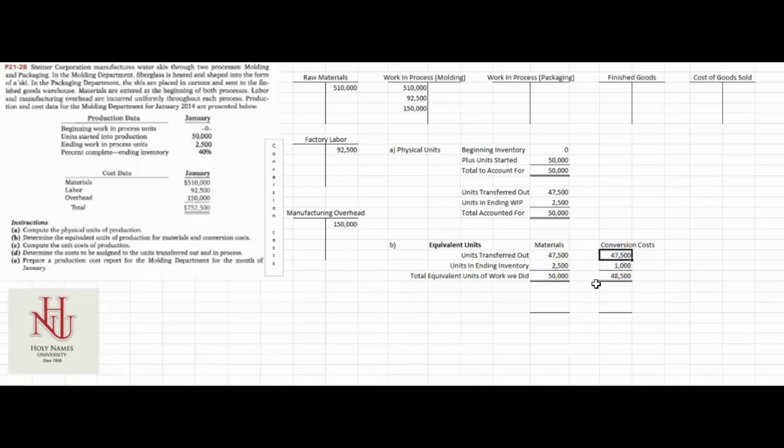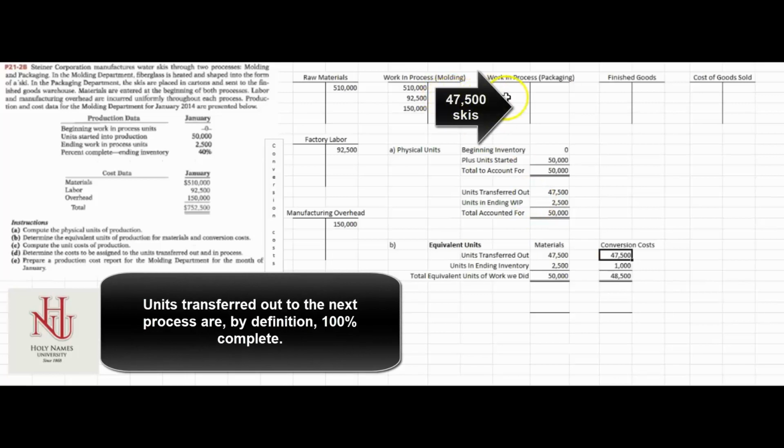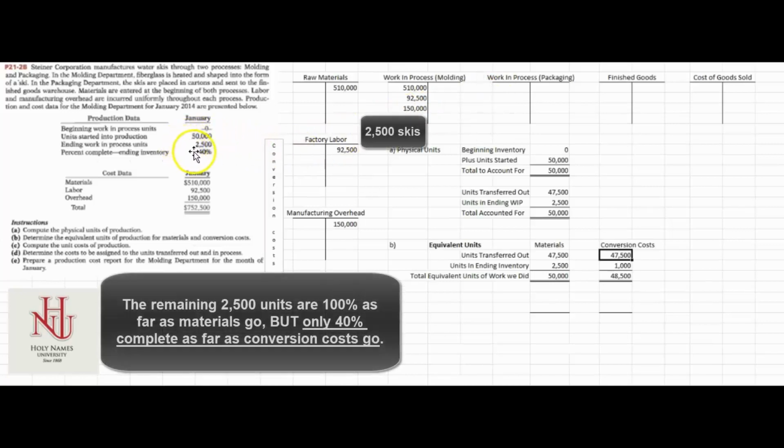As far as conversion costs go, those 47,500 we sent out, they had to be complete, otherwise we couldn't have moved them on. Here's the tricky part. There were 2,500 units left in ending work in process in the molding department. They were 40% complete.